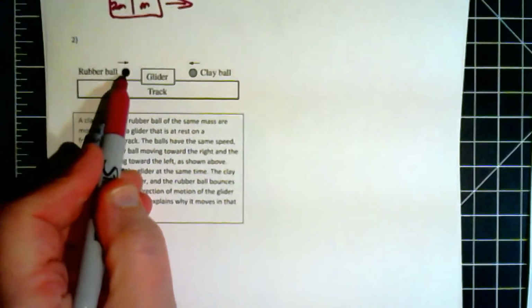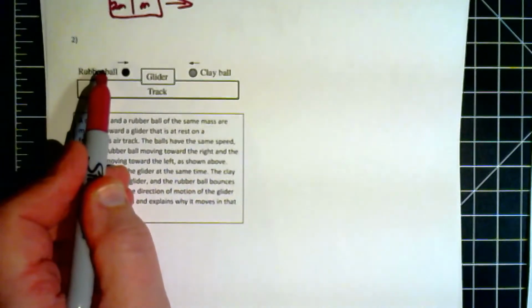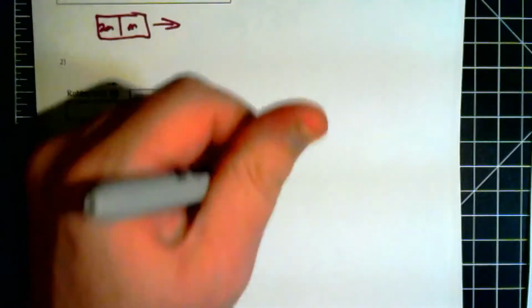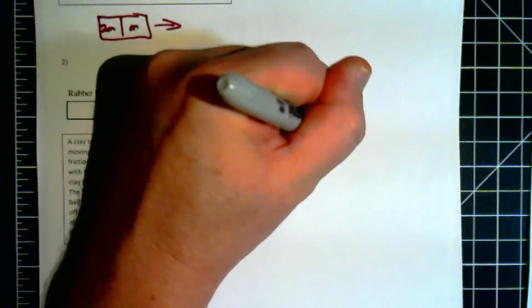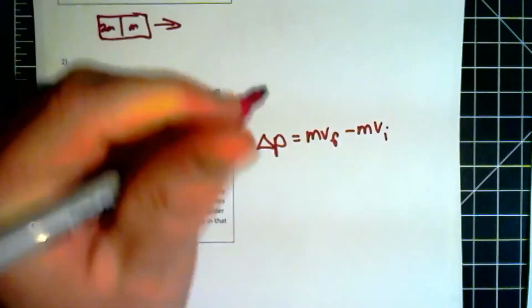And so the question says, indicate the direction of motion of the glider after the collisions. And they hit at the exact same time. And you need to explain why. Well, the easiest way to do this is to say that because that rubber ball changes direction, its momentum change is bigger. Because remember, a change in momentum is mv final minus mv initial.